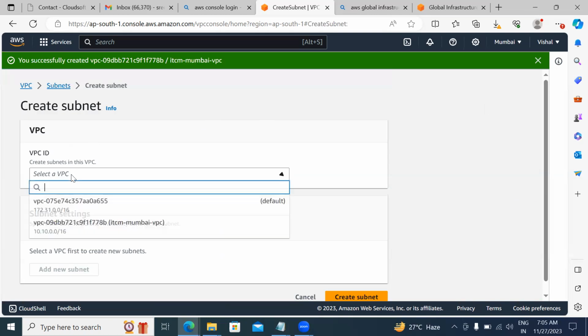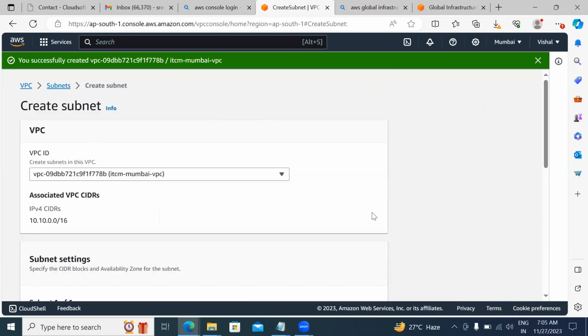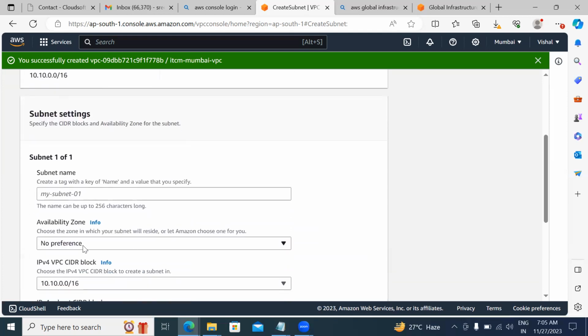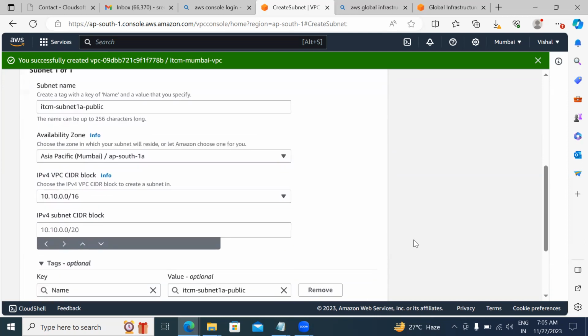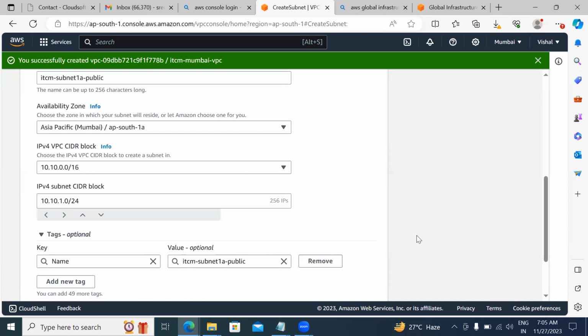I'm going to create one more also. Then I'm going to choose the same zone, 1A only. But here I want to keep as public ITCM subnet 1A. Previous one is public we are given or private? 1.0/24 I'm going to give. So here you can see, right, I think 256.